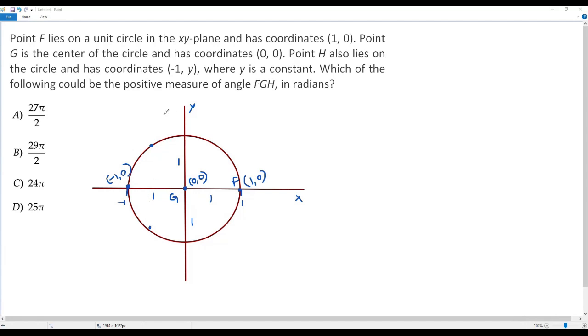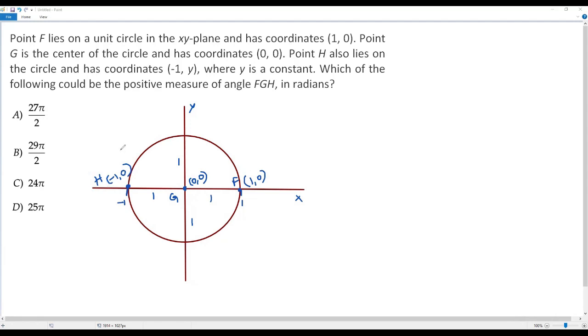But when I consider a point in the second quadrant or third quadrant, the value of the x-coordinate will not be -1. It will be somewhere between -1 and 0. So this is the only point where we get the x-coordinate -1. So the location of the point (-1, y) is (-1, 0). So this is the point H. Here we have the point F, here we have the center of the circle, point G, and here we have the point H.